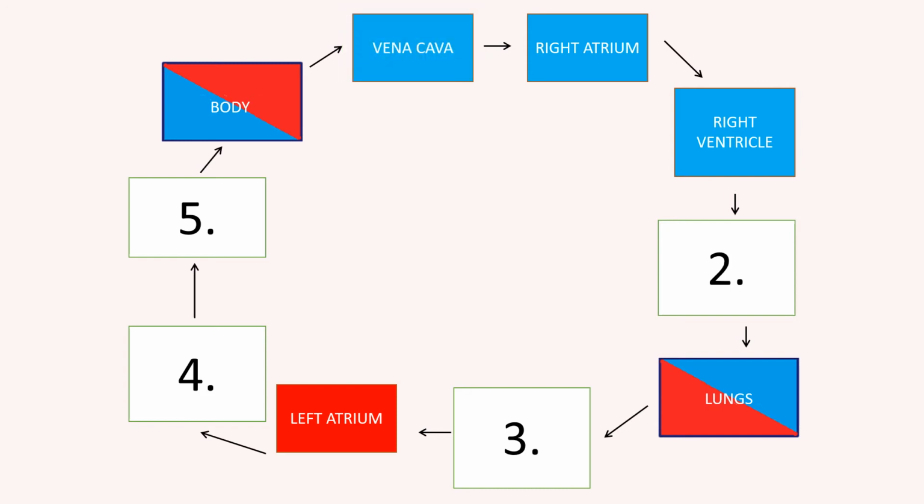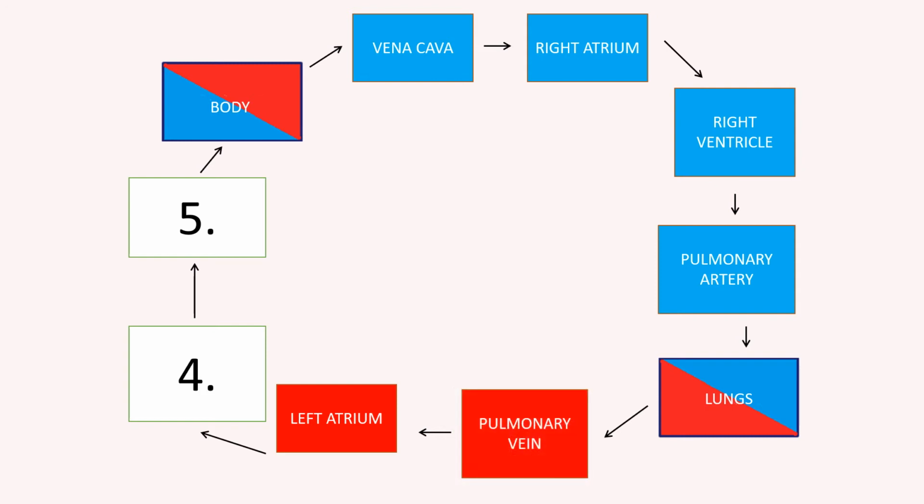Then your right atrium takes your blood to your right ventricle, which then takes your blood, and answer number 2 should be your pulmonary artery, which then takes the blood to the lungs, where it's oxygenated, and then it should go to number 3, which is your pulmonary vein. Remember, veins always take blood to the heart, whereas arteries always take it away from the heart.